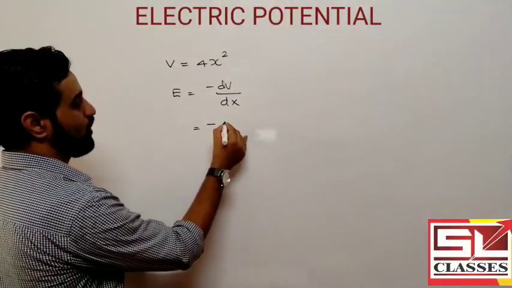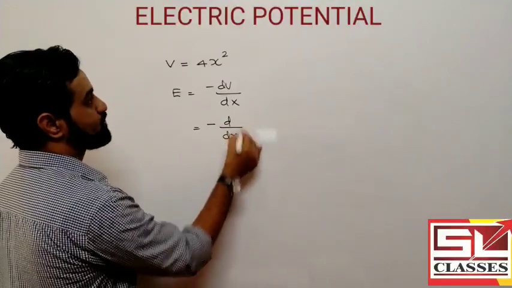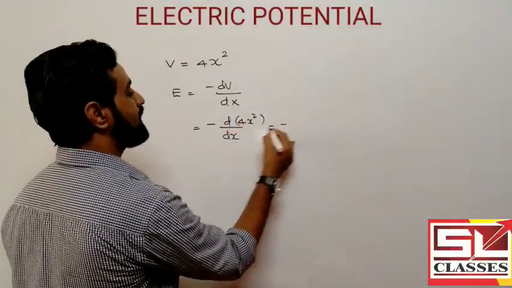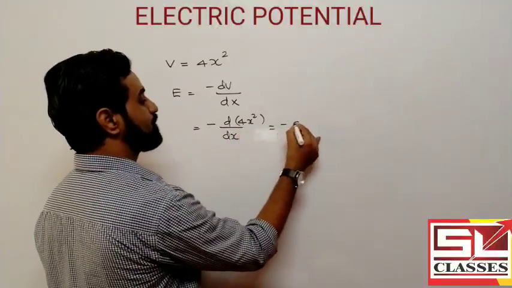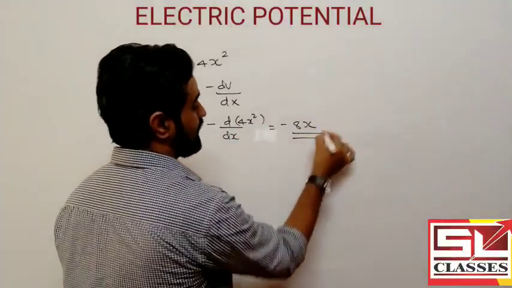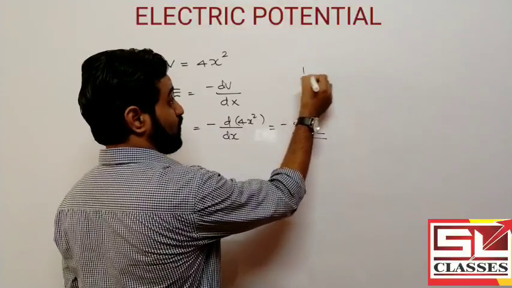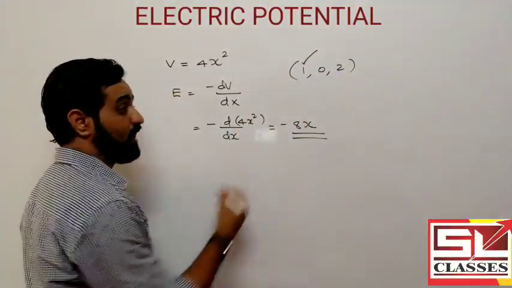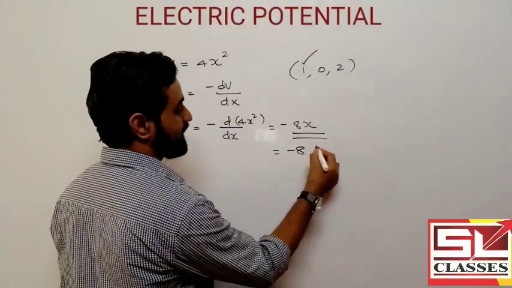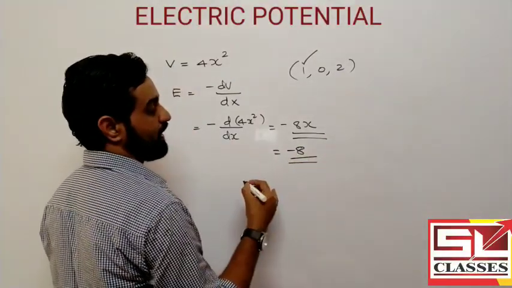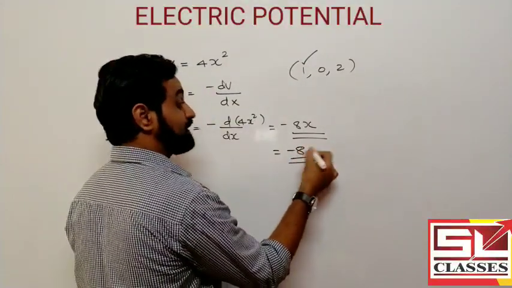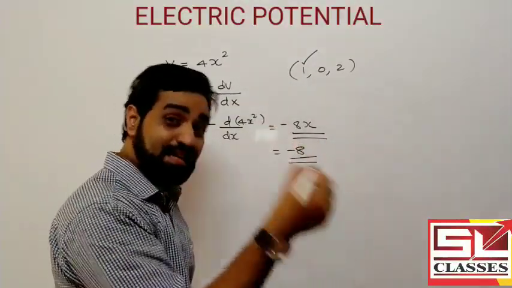So minus of d by dx of 4x square. What do you get? Minus into 4x square becomes 8x. And the coordinates are given in the question as 1, 0, 2. So for x coordinate we can substitute 1. So the answer is minus 8 into 1. That is minus 8. So that is the value 8 in the negative x-axis.